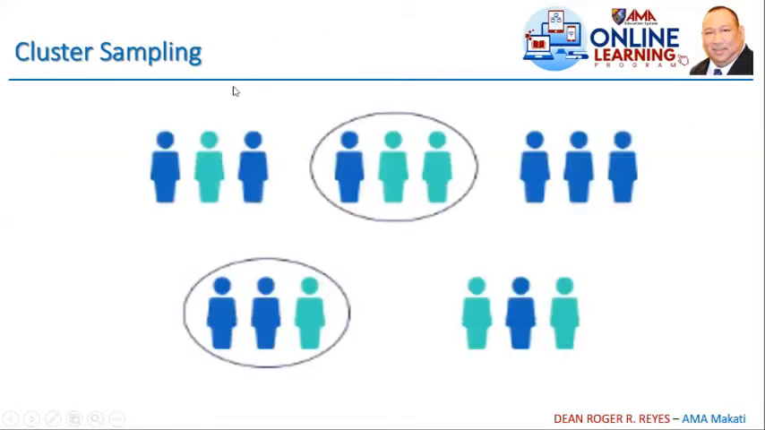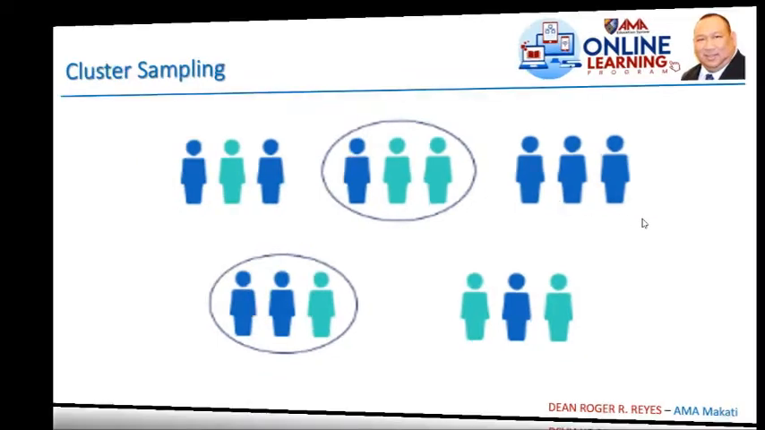Yan. So, kinluster natin siya. So, 5 clusters. At namili tayo, ang napili natin yung cluster 2 tsaka cluster 4. So, sila ang ating magiging cluster sample. At kung masyado silang marami, kukuha pa rin tayo for each cluster ng maliit na sample.